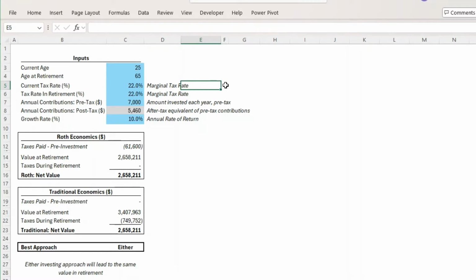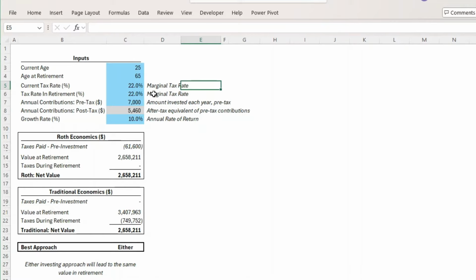As you know, in the US, we have a progressive tax system, which means that as your income grows, you pay a higher tax rate as your income bracket increases. And so when we say marginal tax rate, we just mean what is the highest tax bracket you're in. So to start, we're going to assume 22% for both, and then we'll play with those inputs a little bit later on.